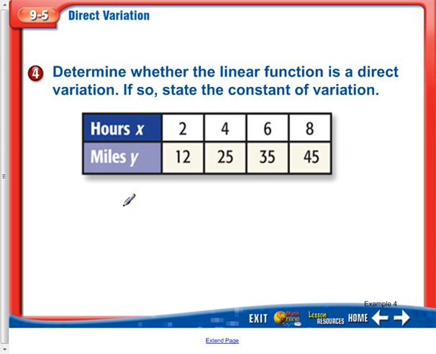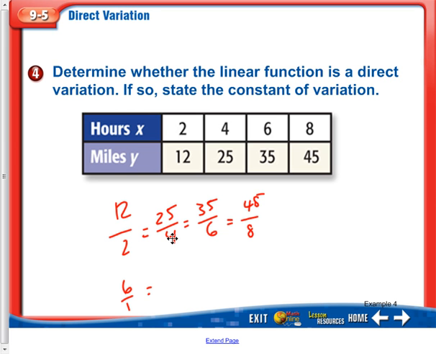So again, we'll do the same thing. Again, always put y on top. So 12 over 2, 25 over 4, 35 over 6, and 45 over 8. So let's simplify all these. It's going to be 6 to 1.